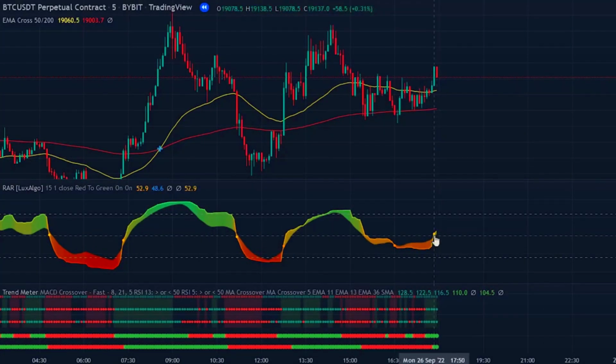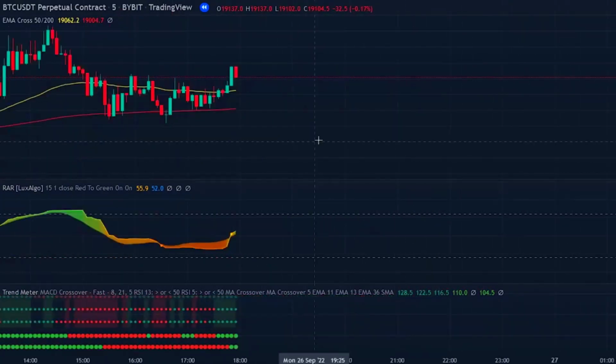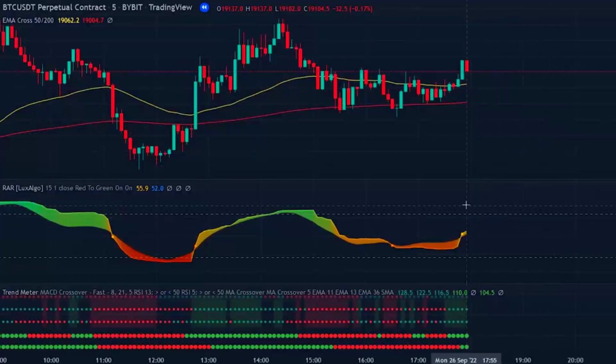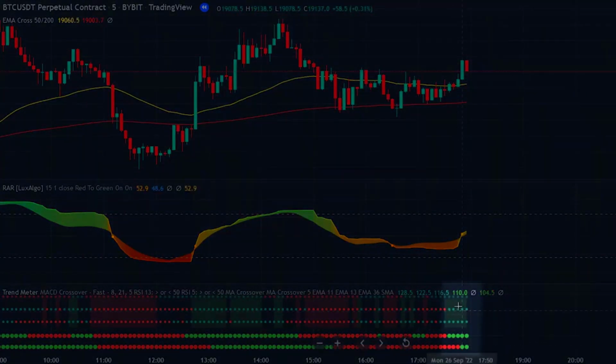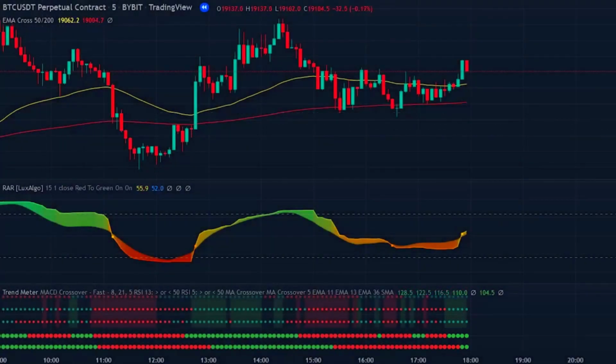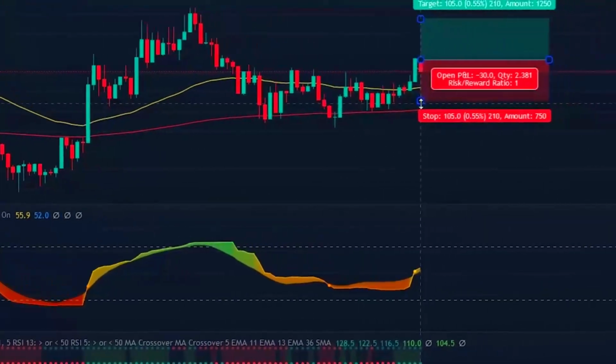As you can see, a circle has been printed by the Rainbow RSI indicator while the line is pointing to the upside. This indicates bullish momentum is entering the market. If we look at the two EMA, we see that both moving averages crossed to the upside recently. Lastly, we need to take a look at the trend meter indicator to make sure that the signal is valid. We can see that all three dots are green. This means that all three conditions have been met, so we will now enter into a buy position.